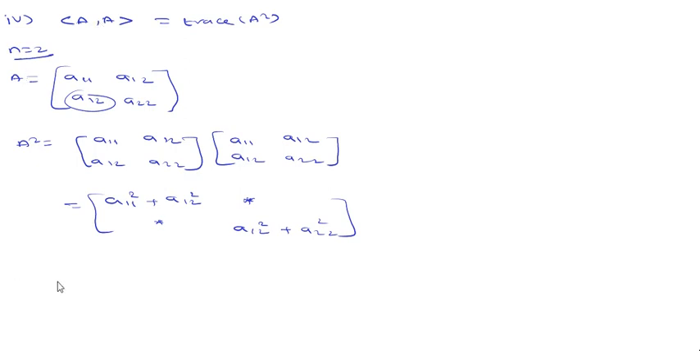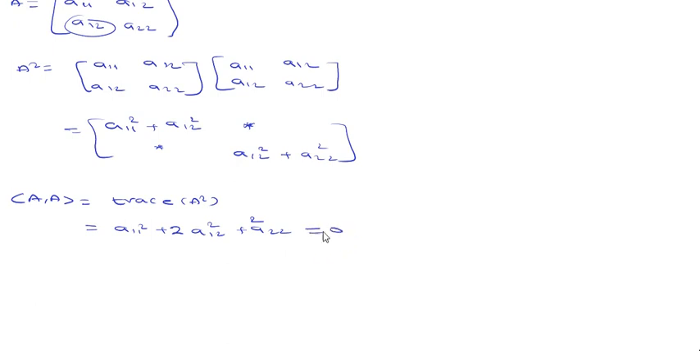So ⟨A, A⟩ is defined as trace of A squared. So trace of A squared is A11 squared plus 2 times A12 squared plus A22 squared.